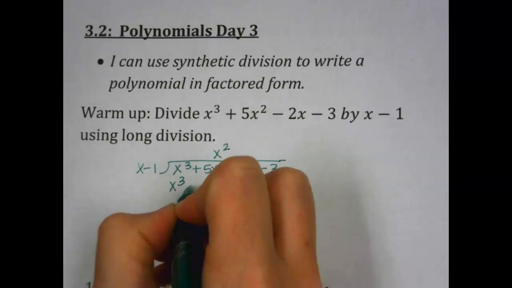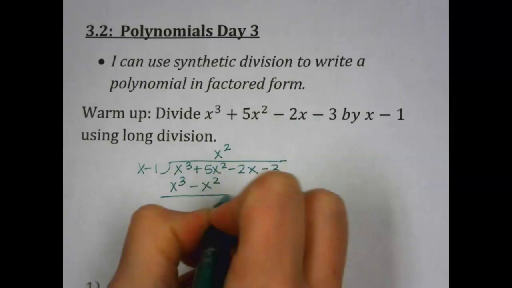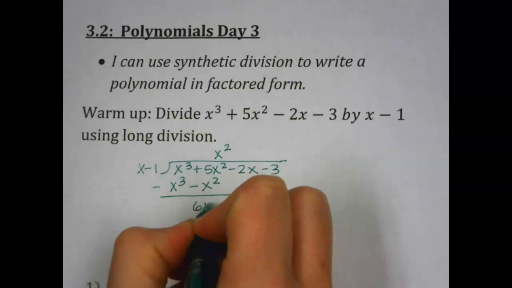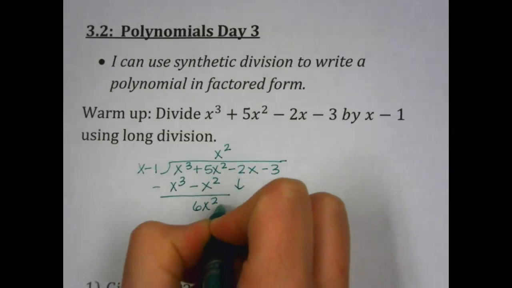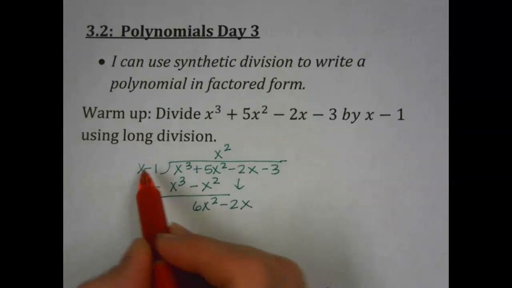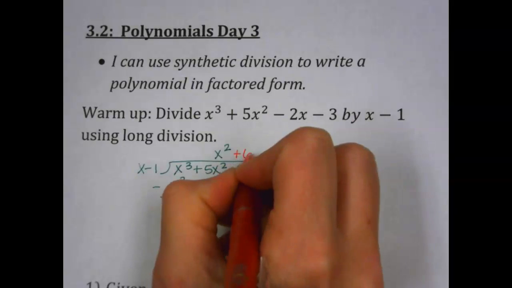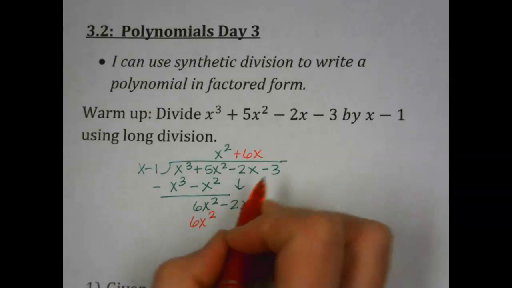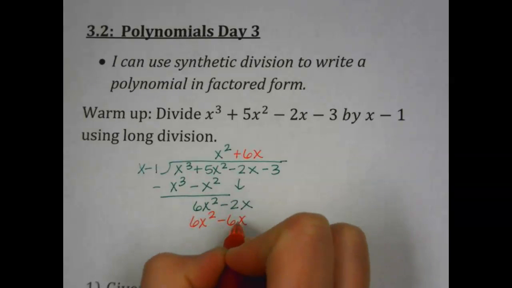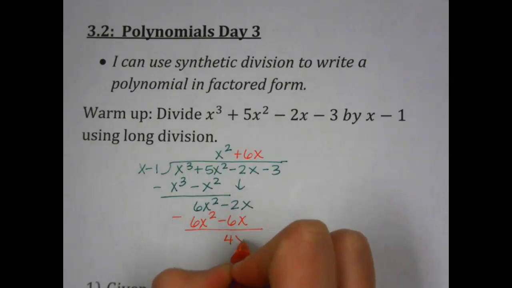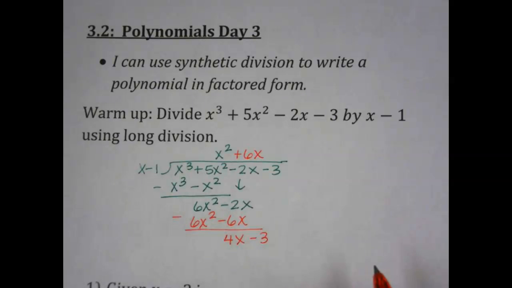X squared times x minus 1 is negative x squared. Then I'm going to subtract, which is really adding in this case. So 6x squared, and then I'm going to bring down a negative 2x. Then I'm going to repeat that process all again. So 6x squared divided by x is 6x. And I'm going to multiply 6x squared minus 6x. So I'm going to subtract, 4x minus 3.